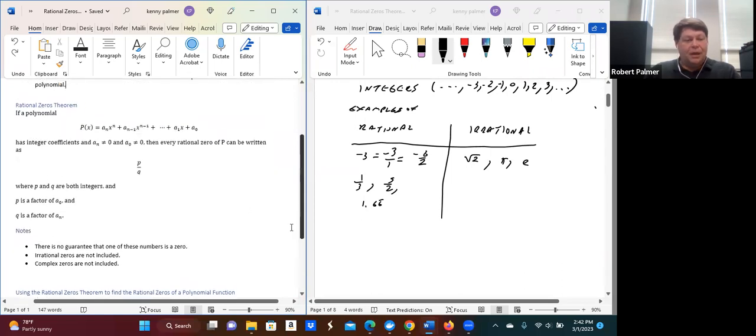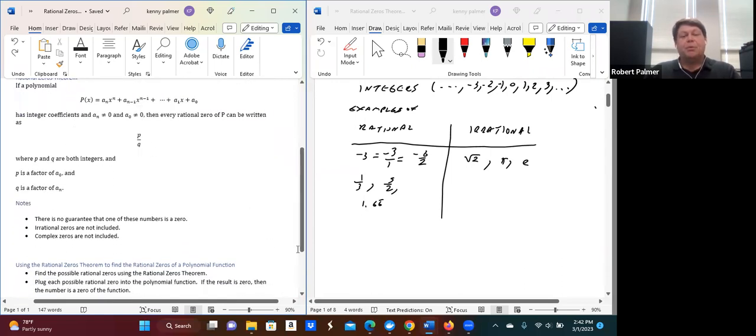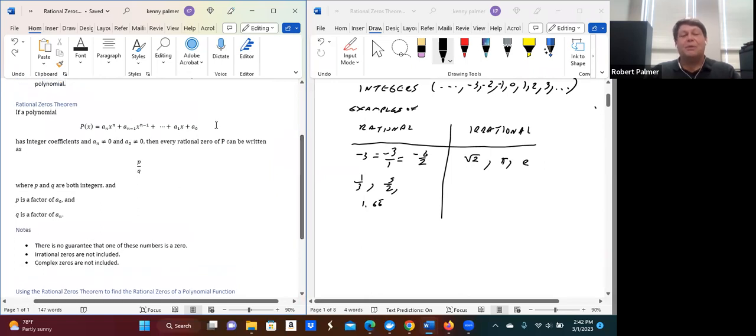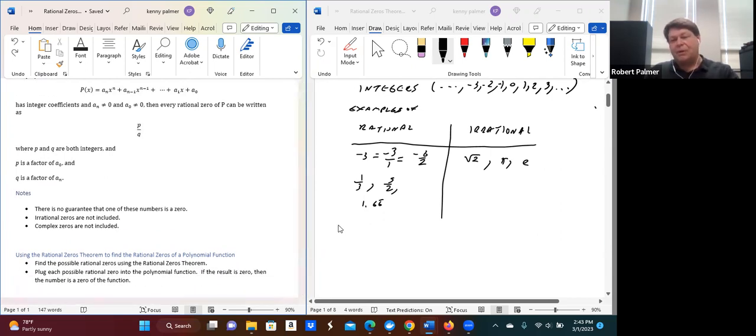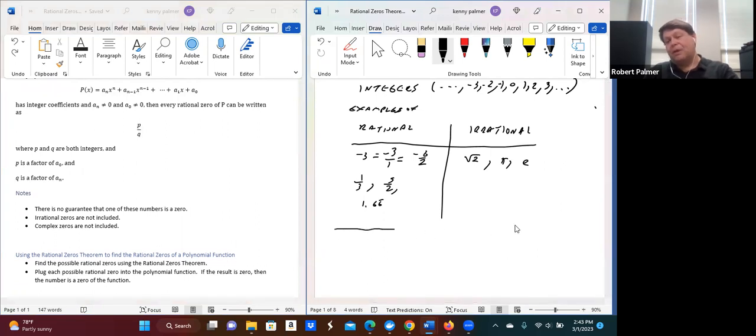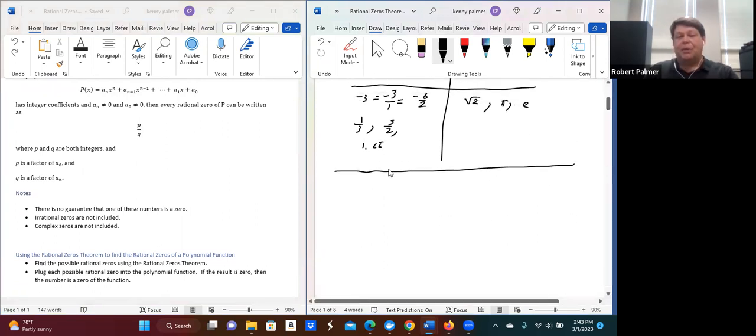Now, a few notes about it. Assuming a_n and a_0 are integers, we can find all the possible rational numbers that would fit that. But there's no guarantee that if there is a zero, it's going to be one of those. We're just saying if it is a rational zero, it's going to be one of those. And also, any irrational zeros or any complex zeros, zeros involving i, are not included in this, only rational zeros. Okay, so let's take a look at our first couple examples. Start with some basic ones, from simpler power expressions, and build up with this.